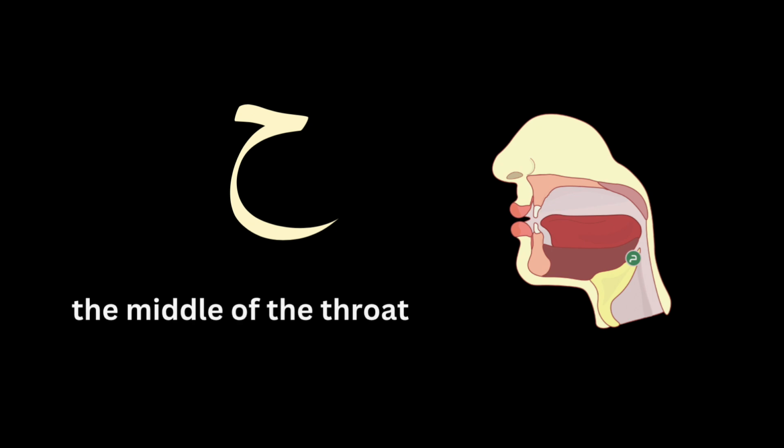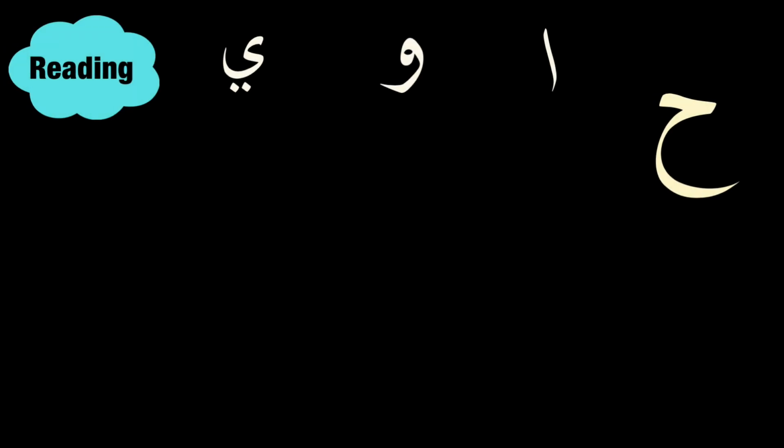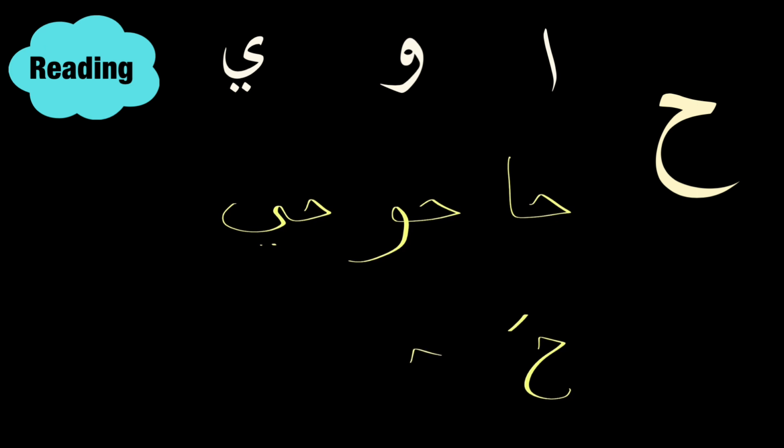Now the ha sound comes from the middle of the throat. There's no equivalent in English, but you can try to cough and the sound is gonna come out. Ha, ha, ha. It's basically like a more hissy H. Also, you can try to clear your throat because it's so similar to the sound you make when you do it. Now let's practice pronunciation with the vowels. Ha, hu, hi. And the short ones, ha, hu, hi.